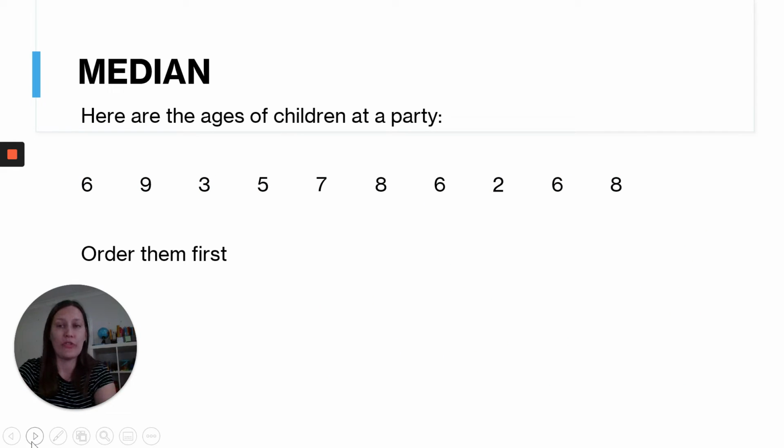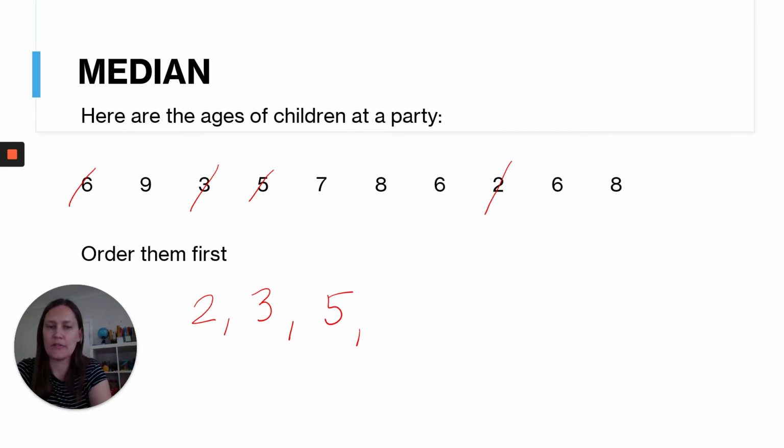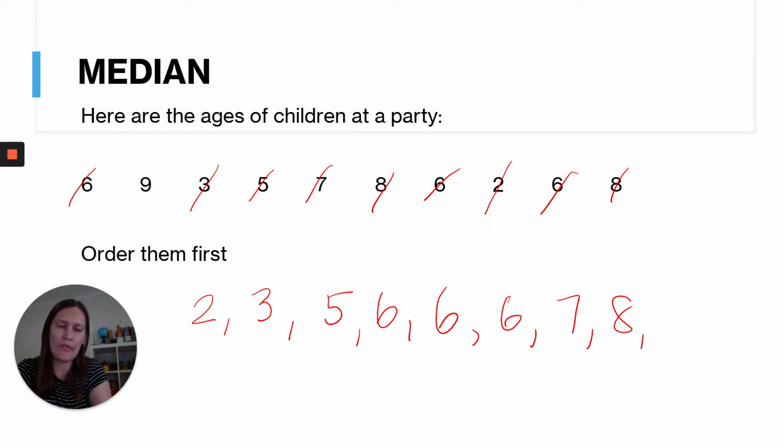Now, with the median, we need to order the values first. When we're doing this, I always recommend that we start with the youngest one and then we just cross them out as we're going as well. So I've got a 2-year-old. Then I've got a 3-year-old. No 4-year-olds by the look of it. A 5-year-old. 6-year-old. Another 6-year-old. Another 6-year-old. A 7-year-old. An 8-year-old. Another 8-year-old. And a 9-year-old.